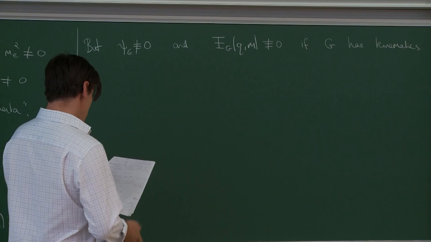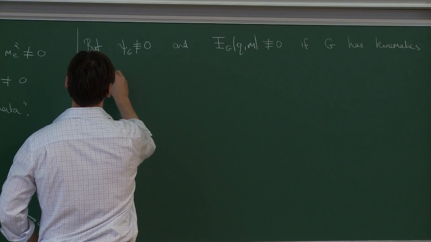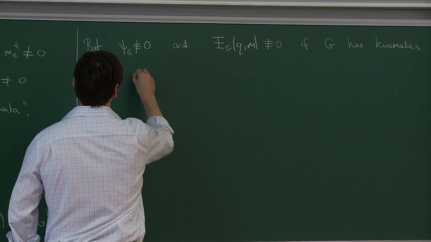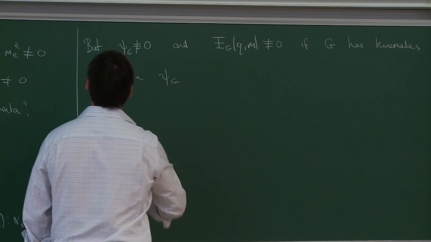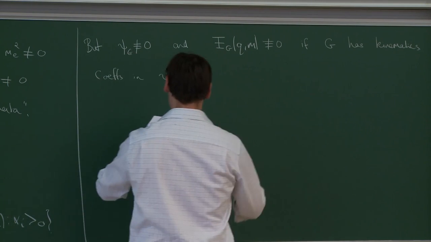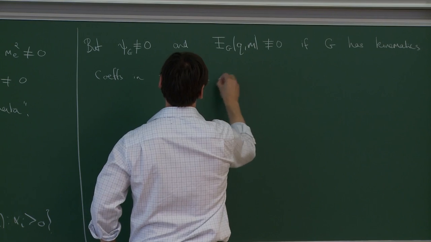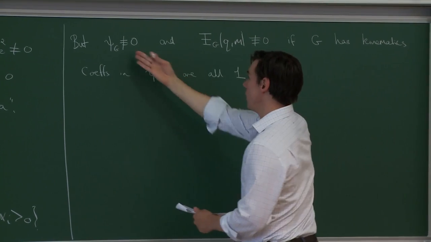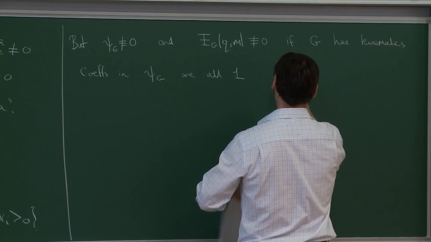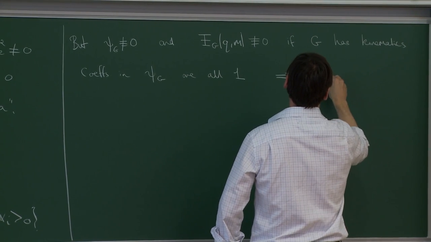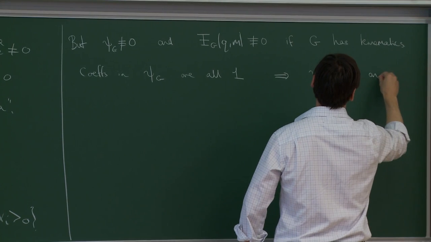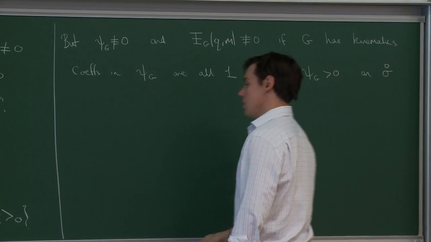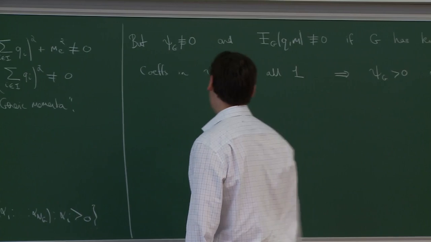Where was I? Okay, so now the point is that the coefficients in the graph polynomial Psi G, that's why I wrote it up, are all +1, or 0. But it's not identically zero, so that implies that the graph polynomial is strictly positive on the locus where all the alpha i's are strictly positive.